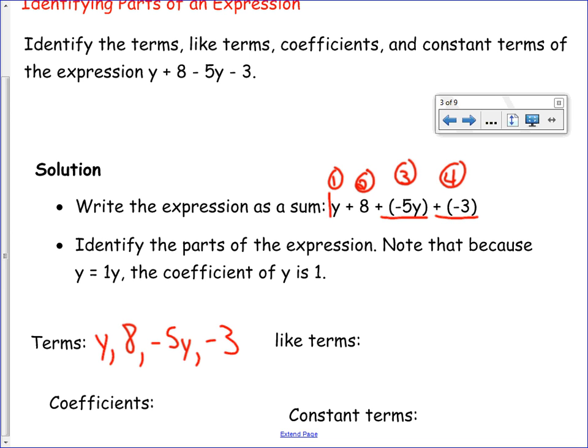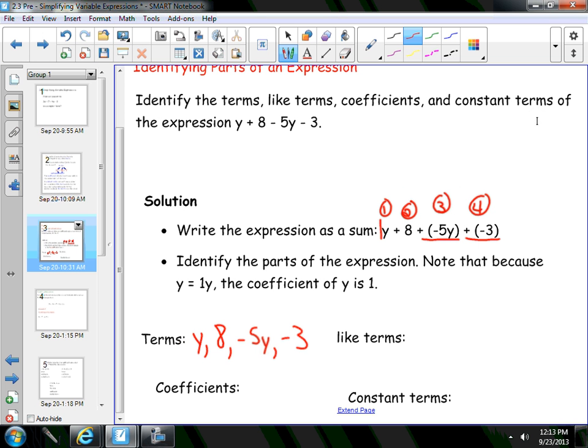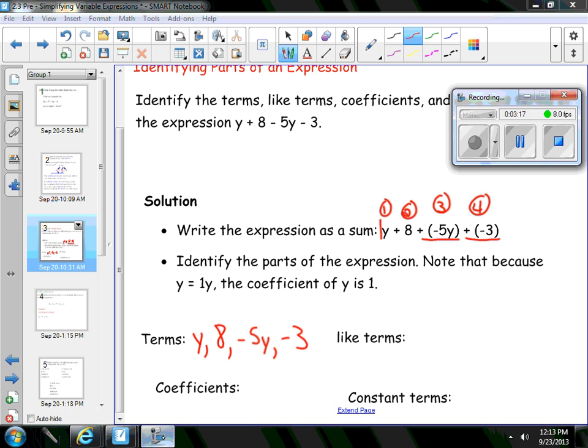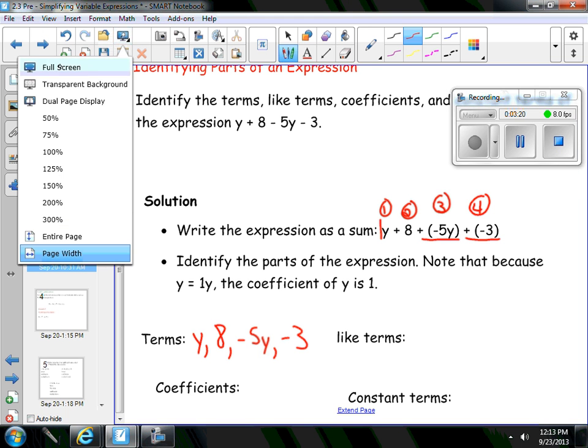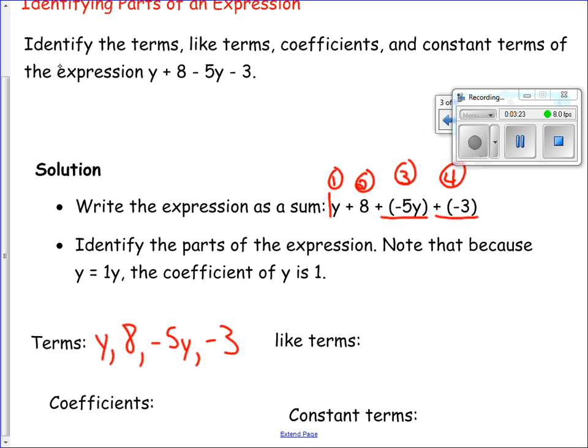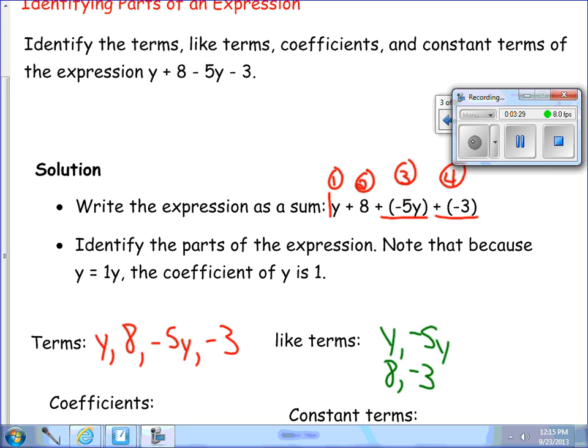Our like terms in this expression. Who can tell me what the like terms in this expression are? Okay, so we have made notes of the like terms. Now you've noticed that our coefficients are 1 and negative 5, because there's an understood 1 in front of the y. Negative 5 is the other coefficient. Constant terms are 8 and negative 3.